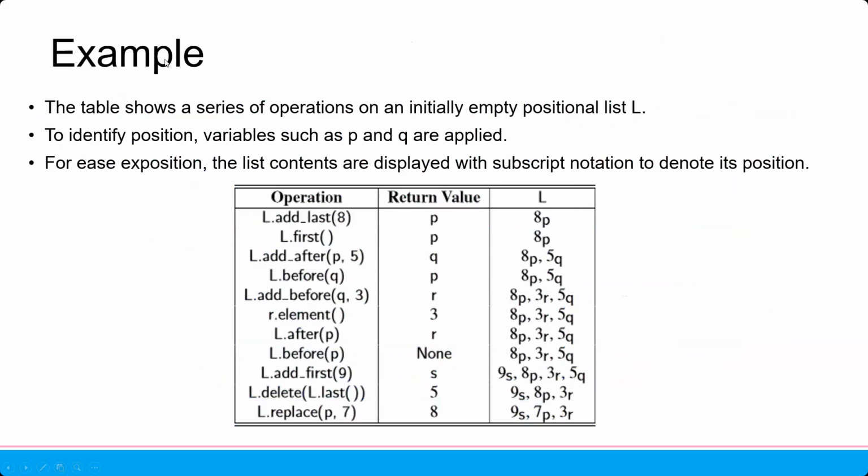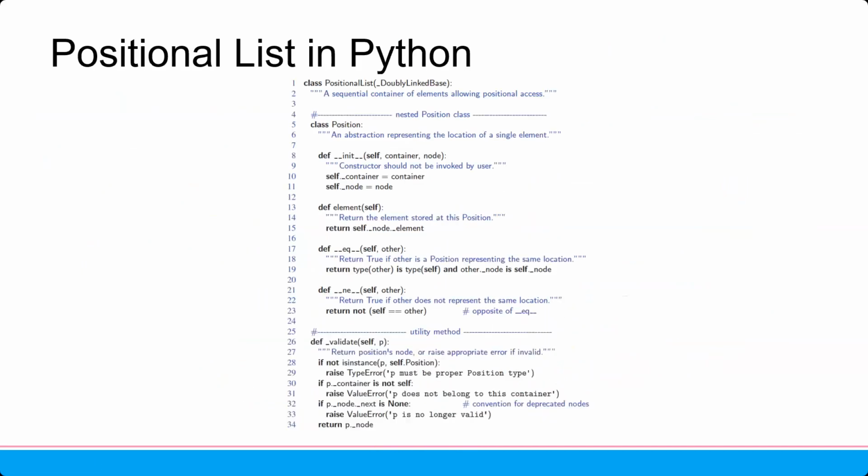I want to replace P with 7. So I would like to find where is P. Okay, this is P. The original value of P is 7. Now, sorry, the original value of P is 8, and I want to change it to 7. Now it becomes 7. Okay, so this is the positional list. We can make this positional list like this one.